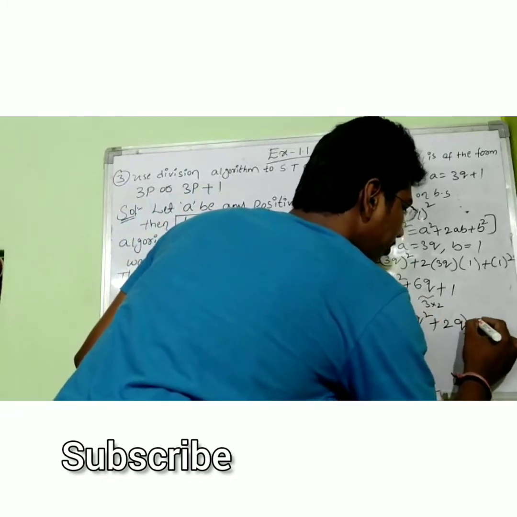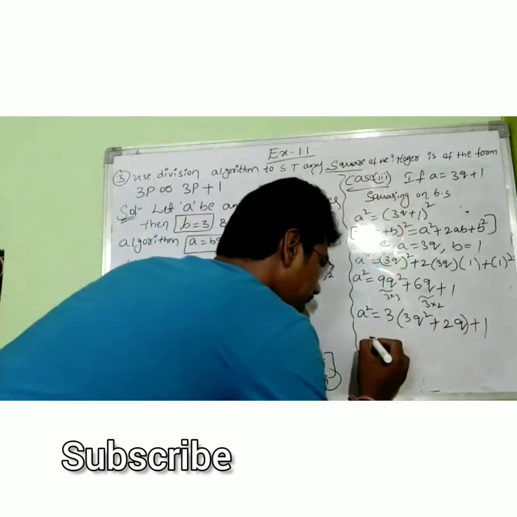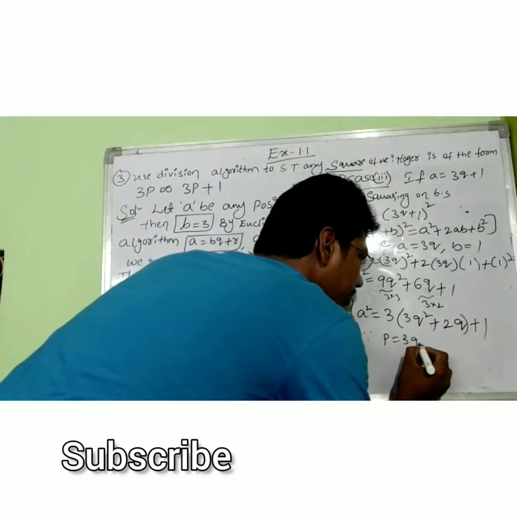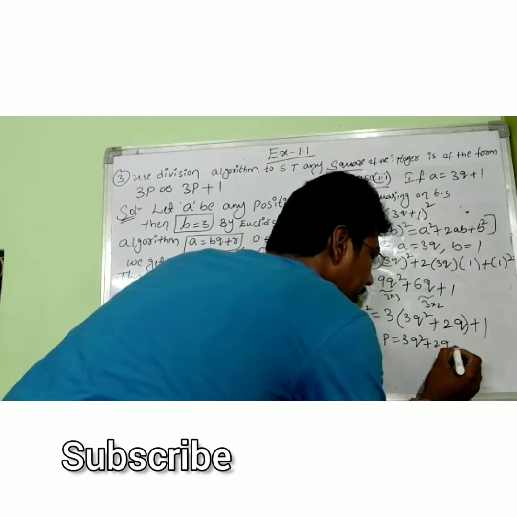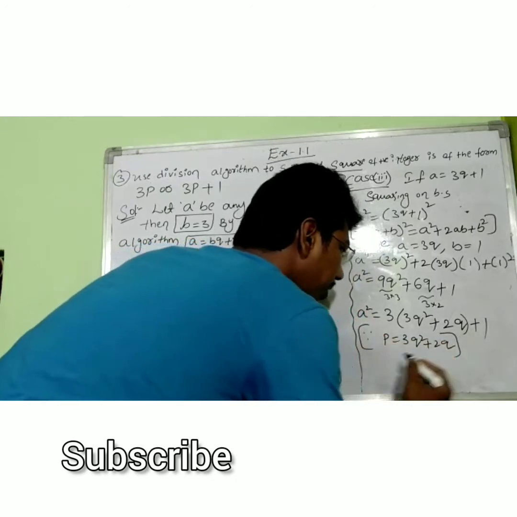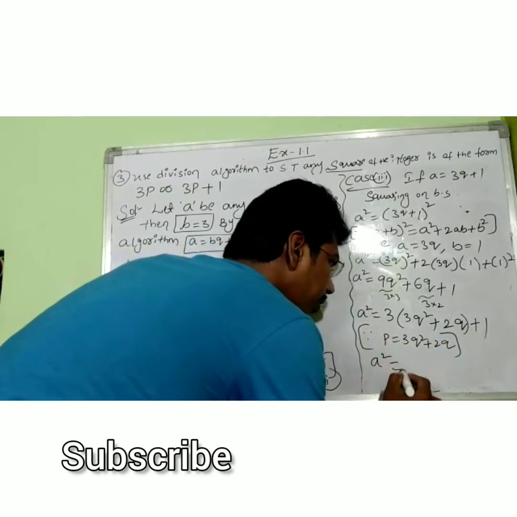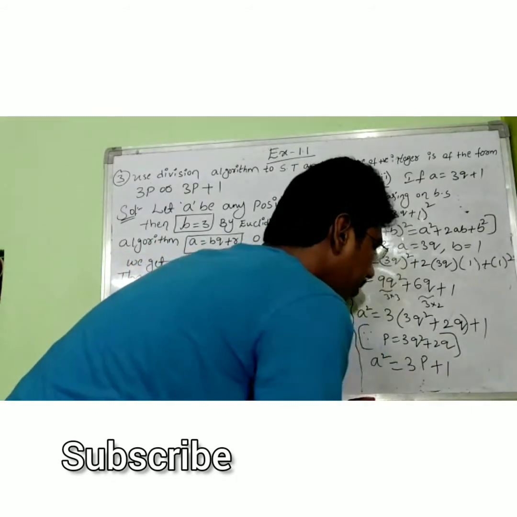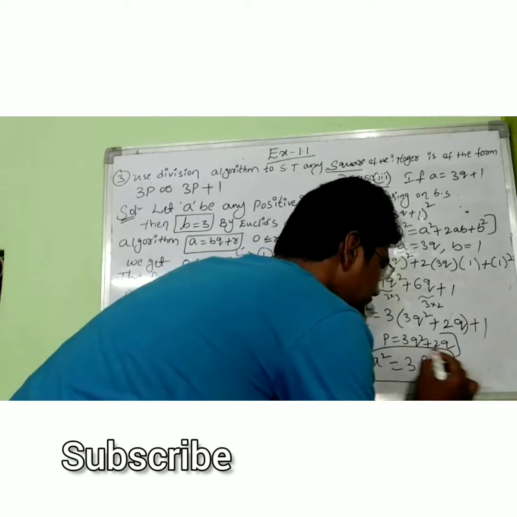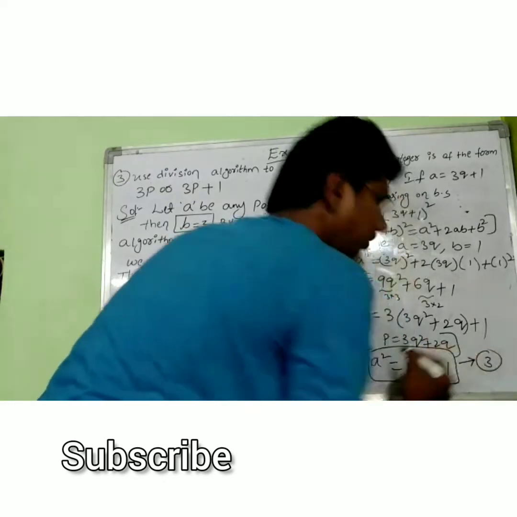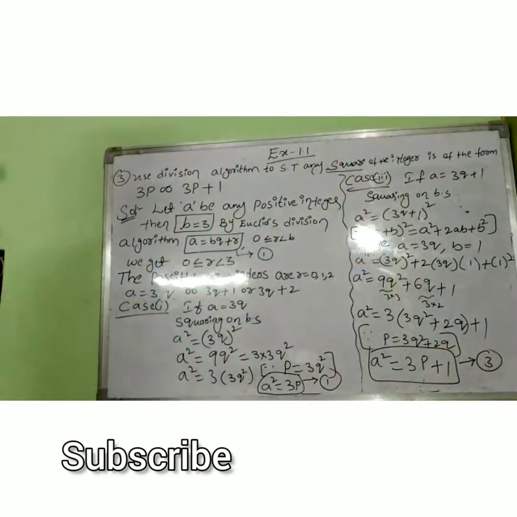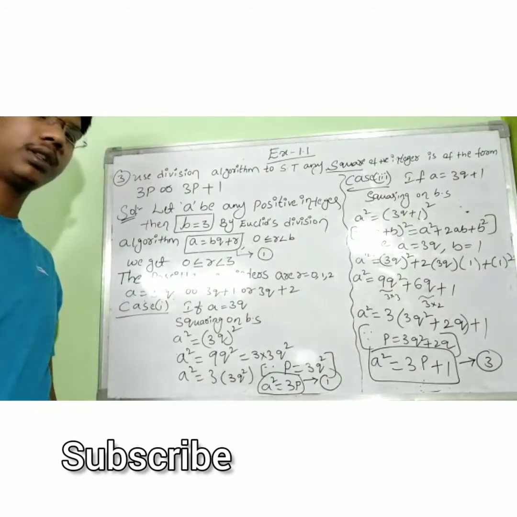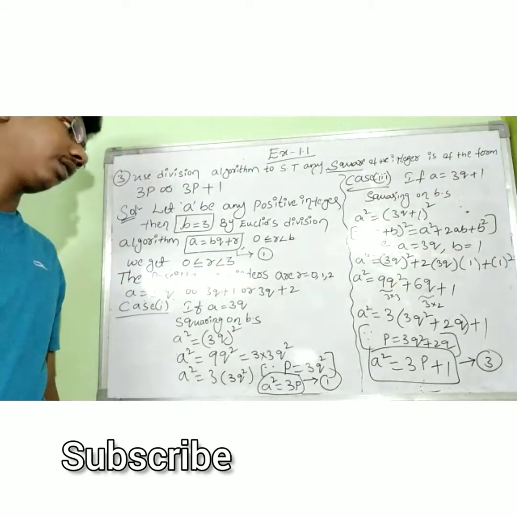Okay, next plus 1 write as it is. Now here also, take 3q square plus 2q as p. Now in place of 3q square plus 2q, substitute p, so we get p plus 1. Okay student, this is equation number 3. Now equation number 1, equation number 2 and equation number 3, 3 equations I got.